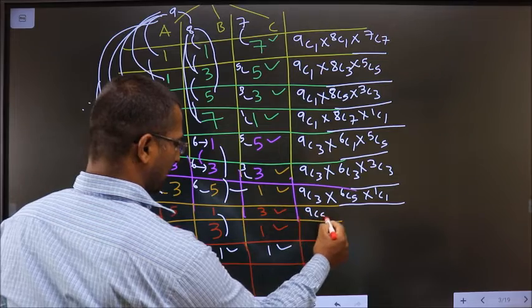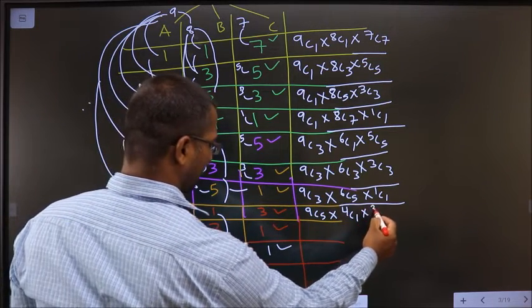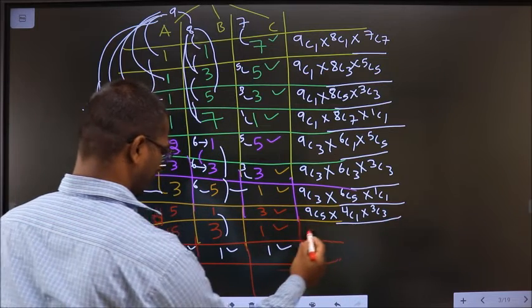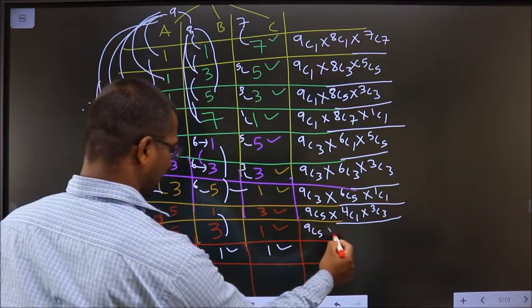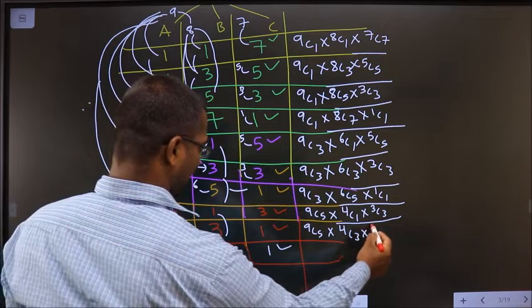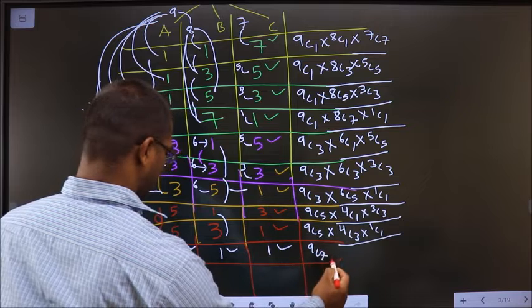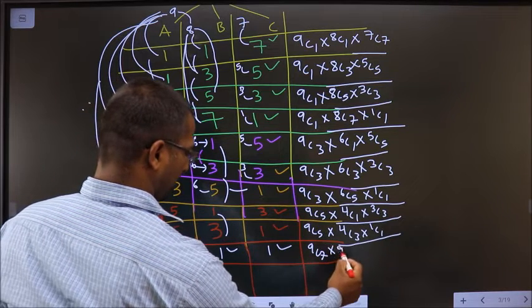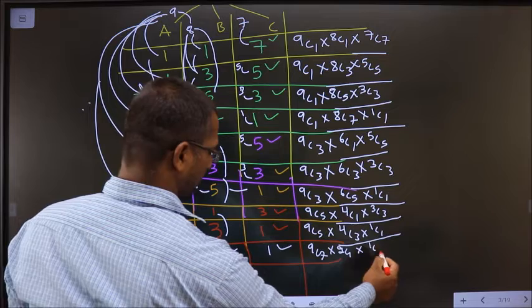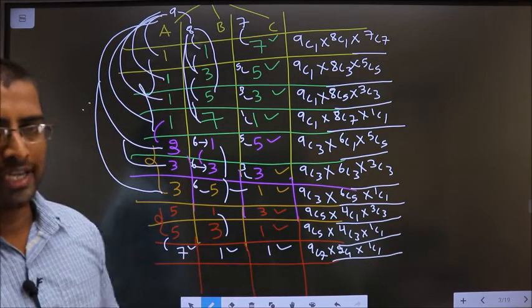It will be 9C5, 4C1, 3C3. And next 9C5, 4C3, 1C1. Next 9C7, 2C1 into 1C1. Clear? We have written for each row.